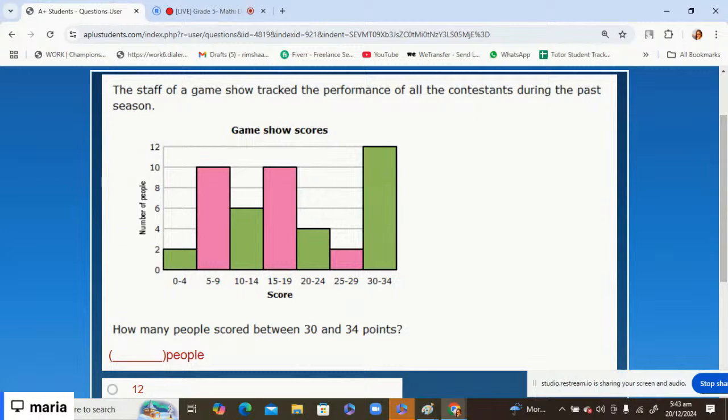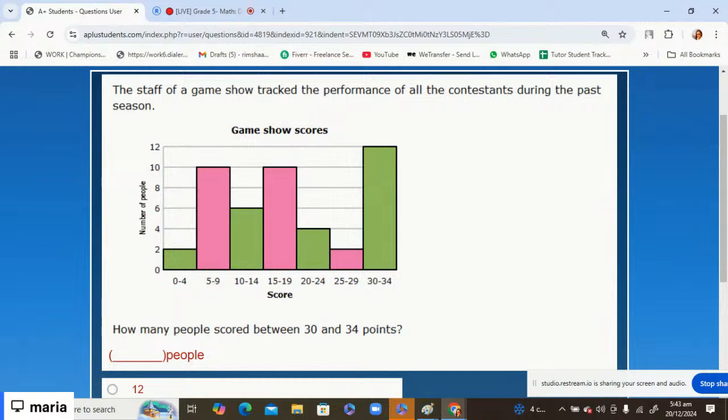The staff of the game show tracked the performance of all the contestants during the past season. Scores are given: 0 to 4, it's 2. 5 to 9, it's 10. 10 to 14, it's 6. 15 to 19, it's 10. 20 to 24, it's 4. 25 to 29, it's 2. And 30 to 34, it's 12.